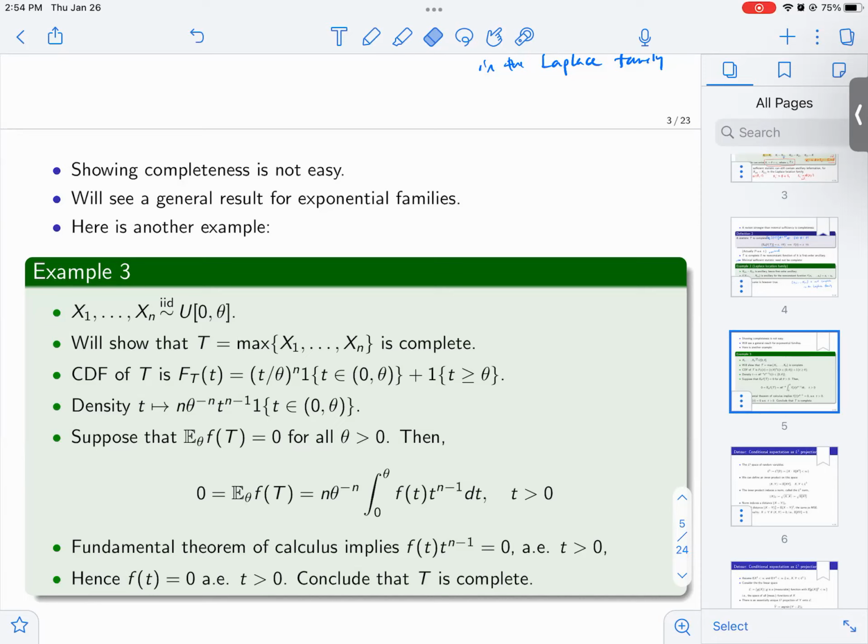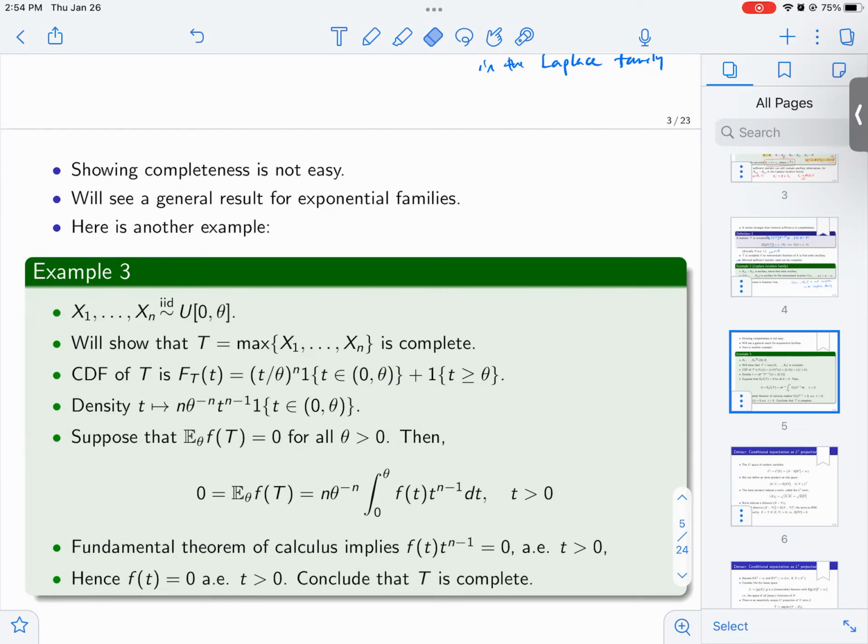You're going to do it in your homework problems anyway for a couple. So there's some strategy, but this gives you an idea of how you could do it and what is required. So we'll see a general result for exponential families.